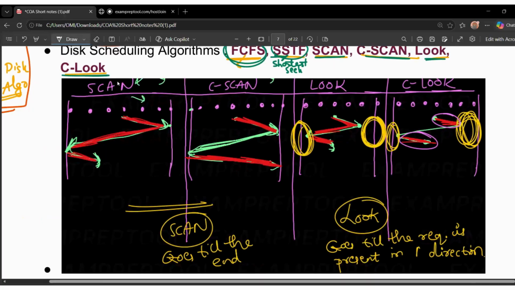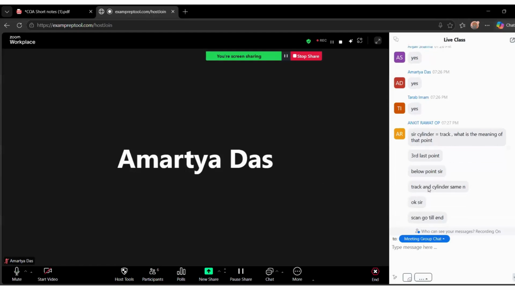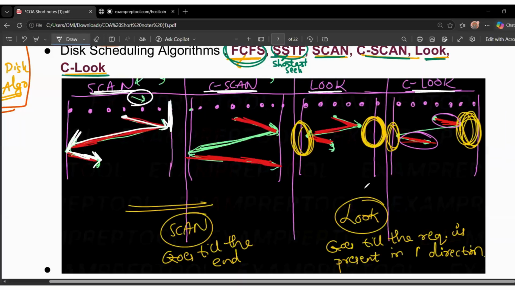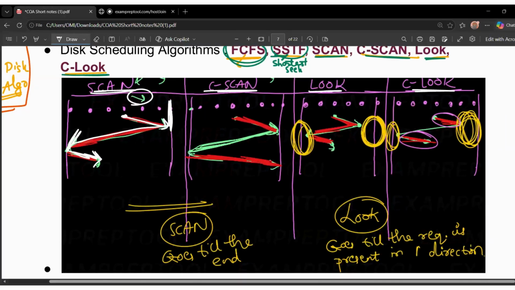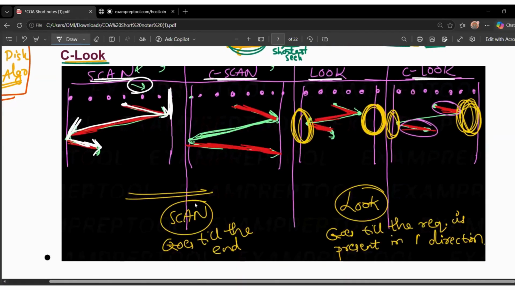So we have three types like scan, C scan, look, and C look. So what will the scan do? If this is our direction, the scan will go in this direction first, right? Then it will go till the end, then it will come back and solve, and then it will change the direction. Scan goes till the end.